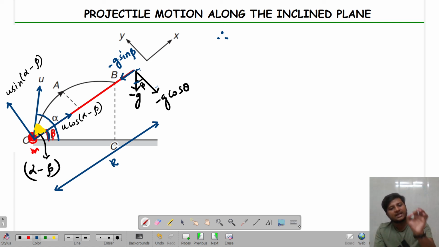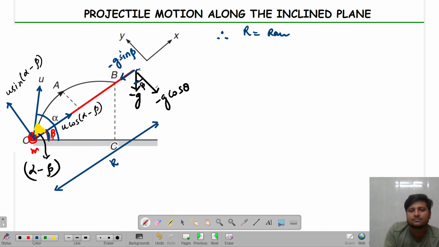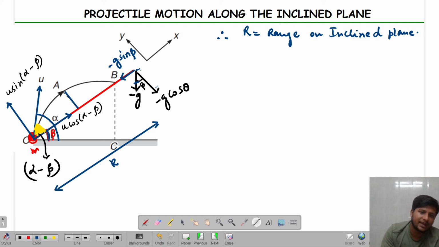R is the range on the inclined plane. And this projectile also has a maximum height with respect to the inclined plane, or not? This is called the maximum height, H max. So you have to calculate both of these. How to calculate it? Tell me how. Any idea?